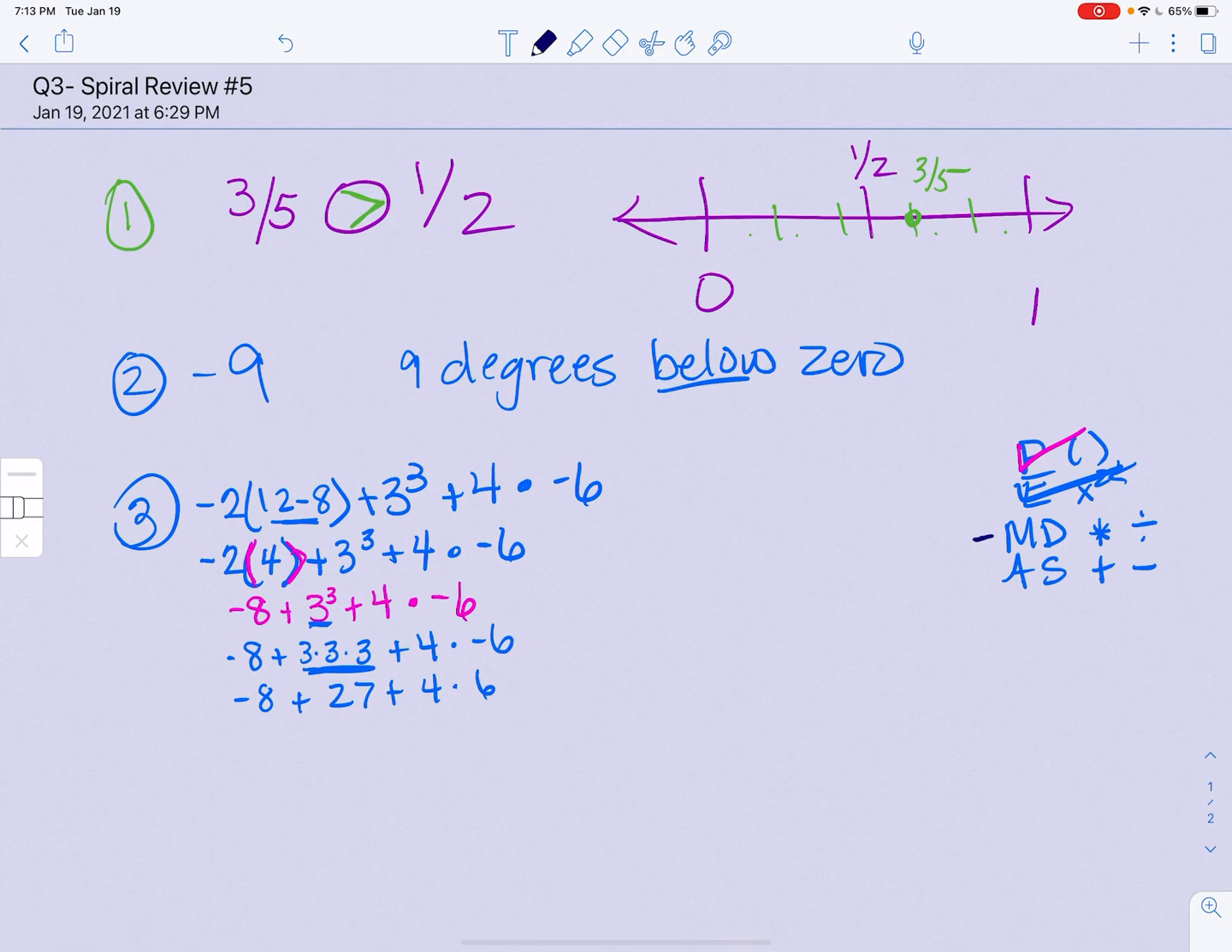Now we do multiply and divide from right to left. So I'm going to underline where there's only 1. So I have to ignore the addition and subtraction. I'm going to bring down the -8 because I'm not doing anything with it yet. And I'm going to do 4 times 6. That changes into 24. So now we have done this one.